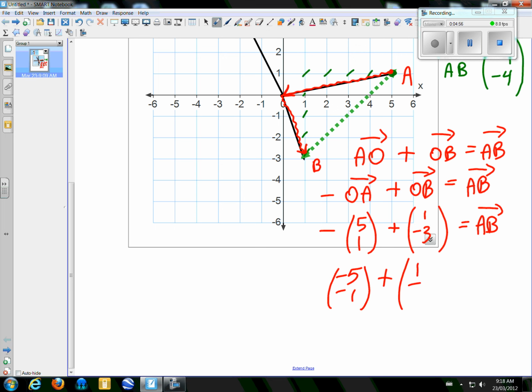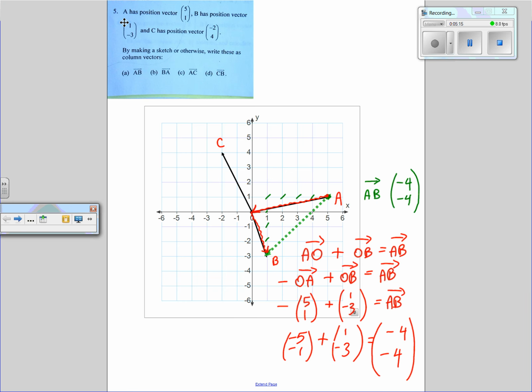That's (1, -3), and that equals the column vector (-4, -4). There we have two ways of determining the resultant vector A to B as a column. Okay, so at this point in our vector life, using the diagram and coming up with that resultant would be fine, but I think that you should now start looking at the vector equation and how we manipulate that, and it will definitely help you with questions such as this.